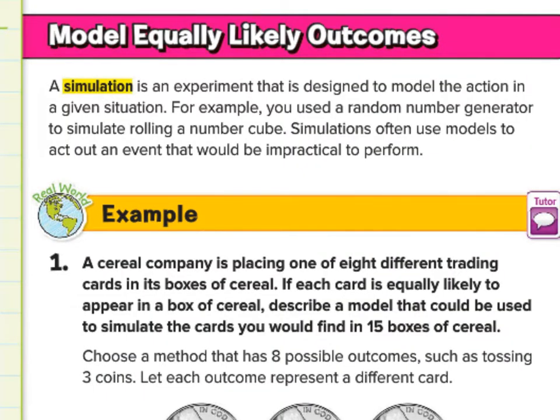So we just looked at a simulation done for us by a calculator, and we were able to figure out, or at least get an idea of the percentages. So what is a simulation? A simulation is an experiment that is designed to model the action in a given situation. For example, you use the random number generator to simulate rolling a number cube. Simulations often use models to act out an event that would be impractical to perform.